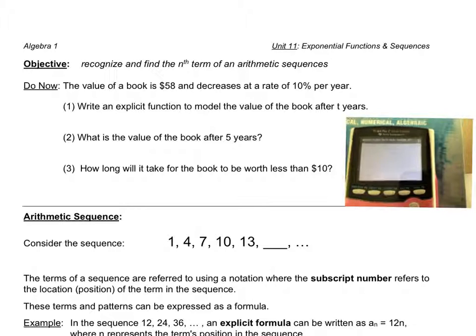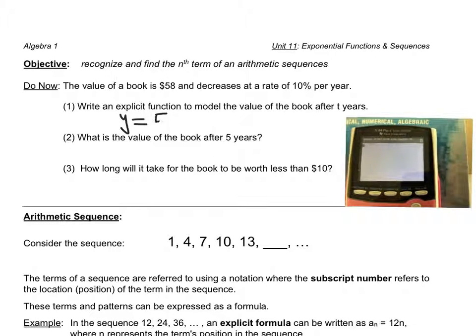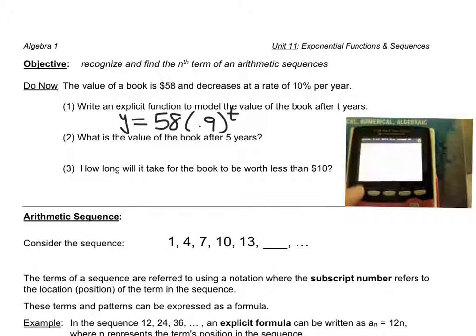Third grade either. What did we get for our function? I got y equals 58 times 0.9 to the t power. To the t power. Very good. That's exactly how I would have said it. All right, so we get our functions in.